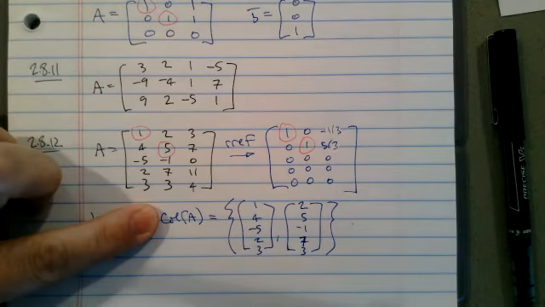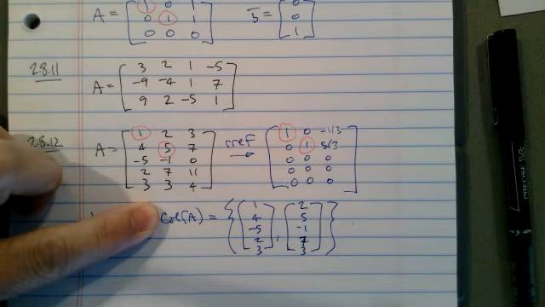It's not right to say the column space of A is these 2 vectors, because the column space of A has an infinite number of vectors in it, not just 2.